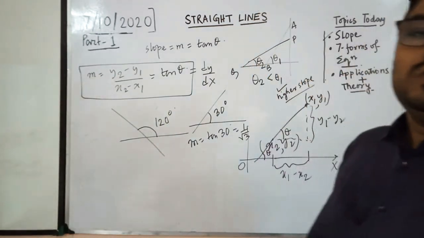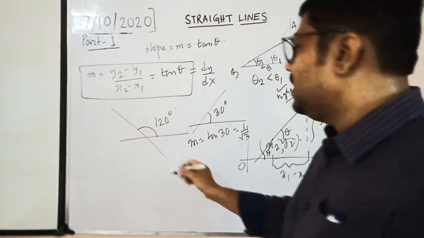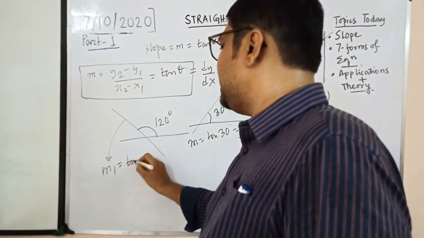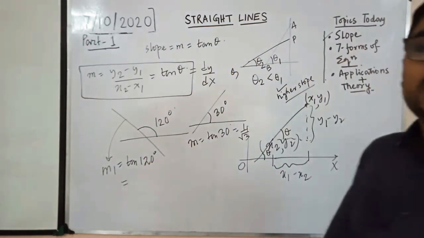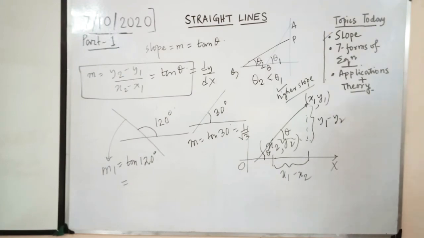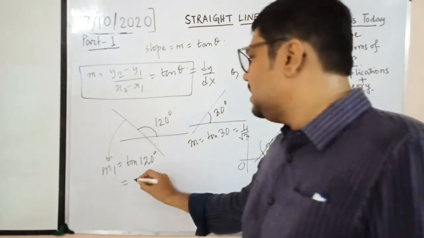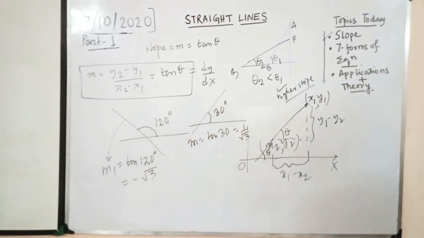Now you know from trigonometry, because you have learned the quadrants, that the slope of this line, say m1, will be tan of 120 degrees. Tan 120 degrees, which is in the second quadrant, will surely be negative. If you find the value, it will be minus root 3. Okay, so slope can be negative also.